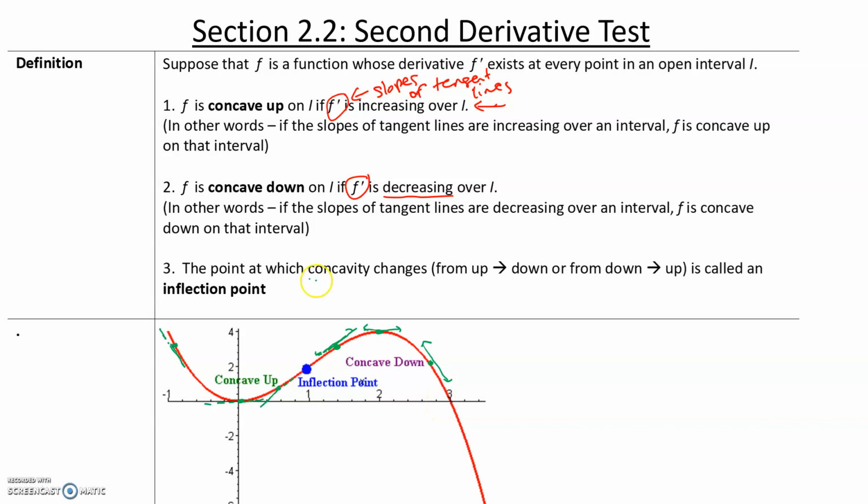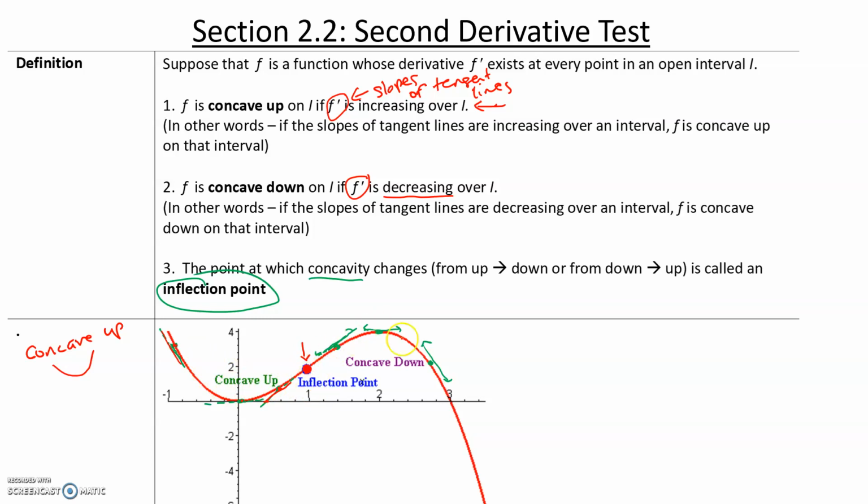And the point at which the concavity changes from up to down or down to up is called an inflection point. All right, now let me show you guys an easy way to figure out if the graph is concave up or concave down. If the graph is making a U shape, in other words, if at any given point the tangent line is below the graph, then this is called concave up. So concave up is anything that has a U shape or any part of a U shape. This is an inflection point because look what happens at this point right there, the U turns upside down.